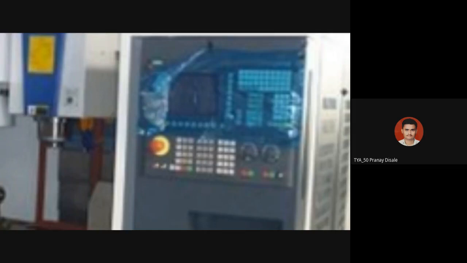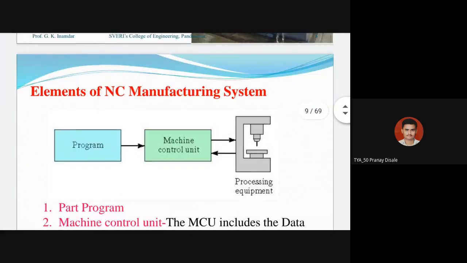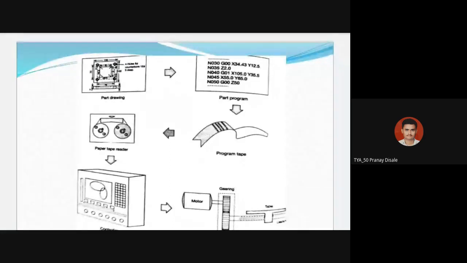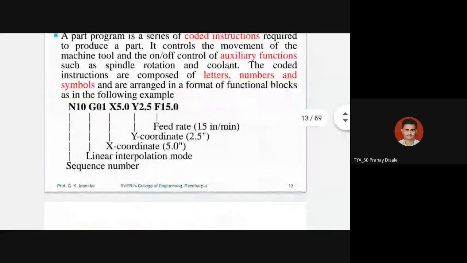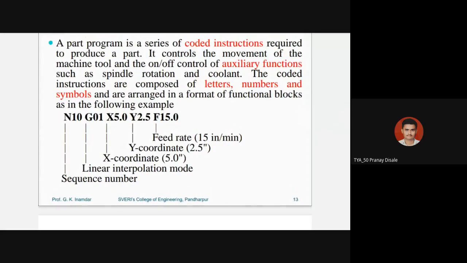Again, we have studied different elements of the manufacturing system: program, machine tool, control unit. In detail, we studied today what the machine tool is. Very simple points. This is the procedure. What is the part program? Program tape, paper tape reader, controller, and process equipment. We studied the part program in detail, what a program actually is, and how a program is made.